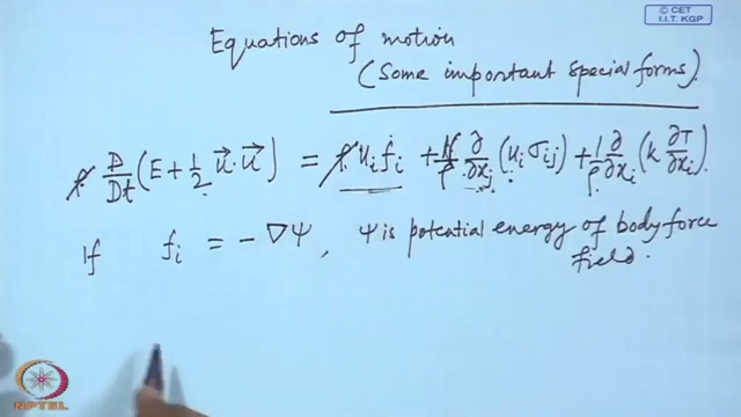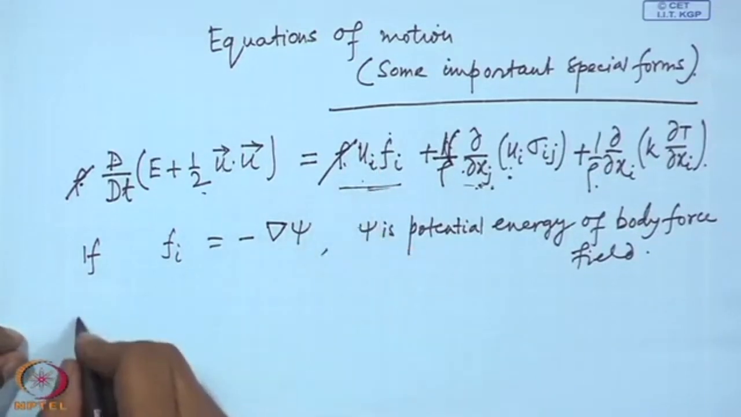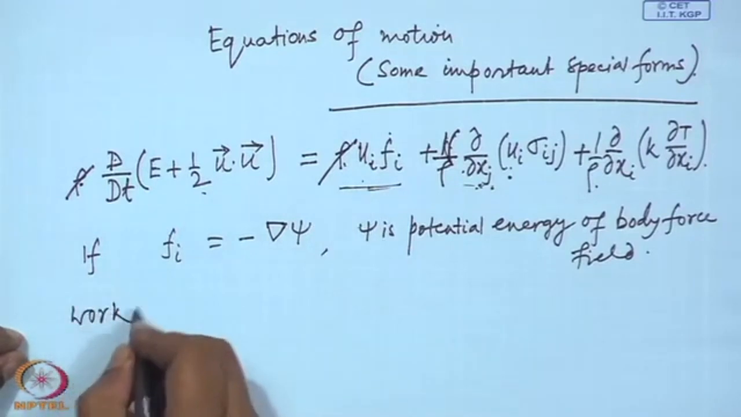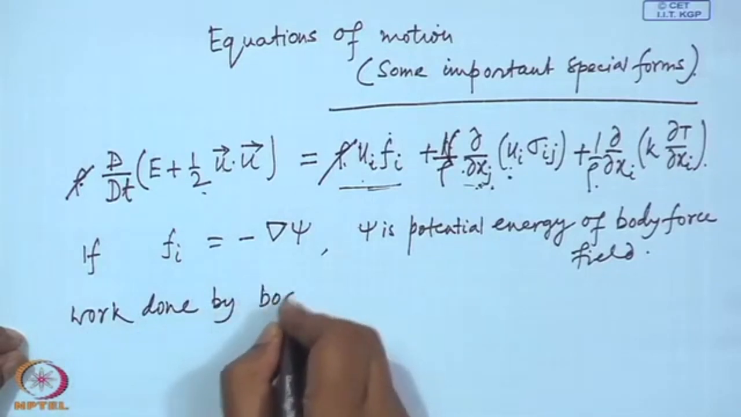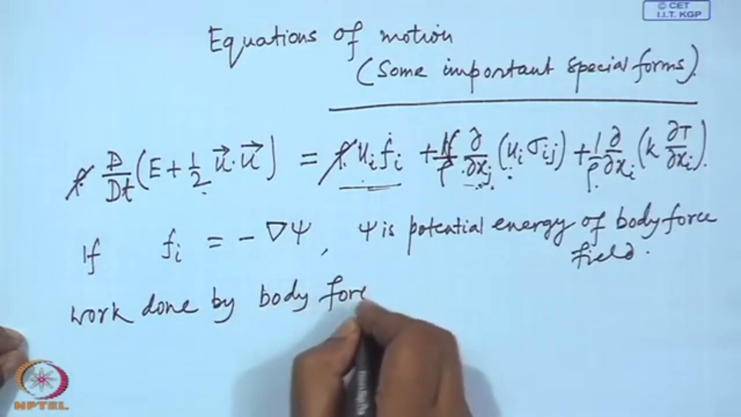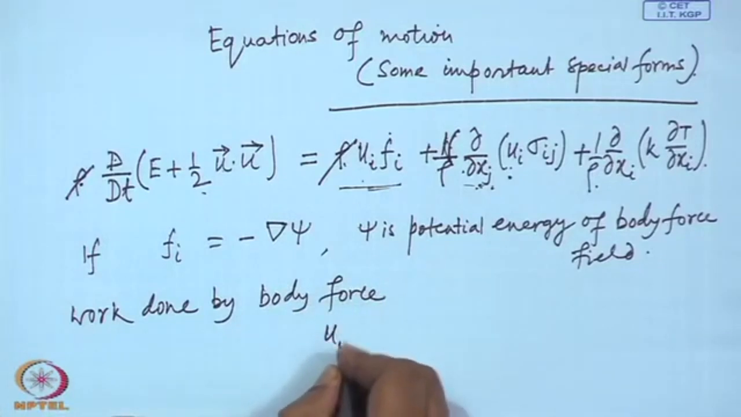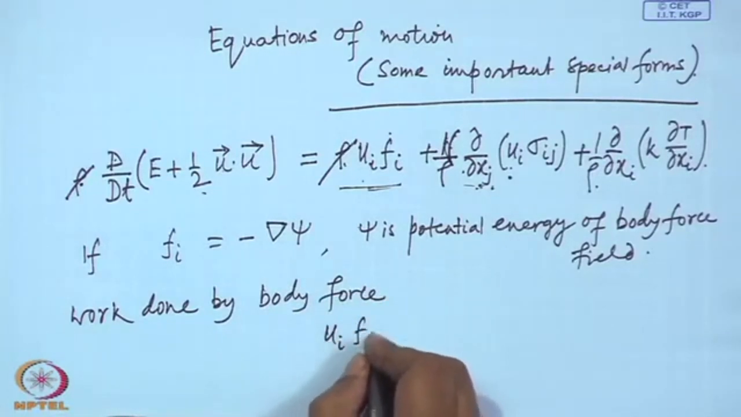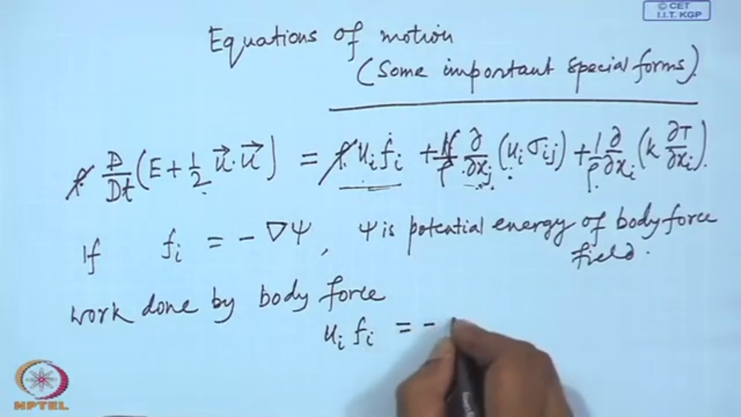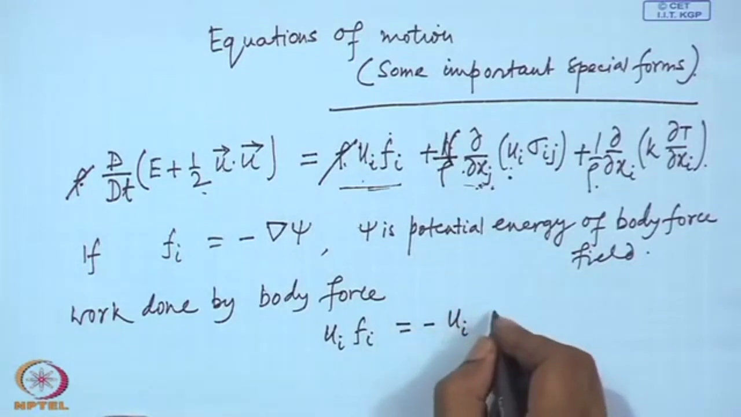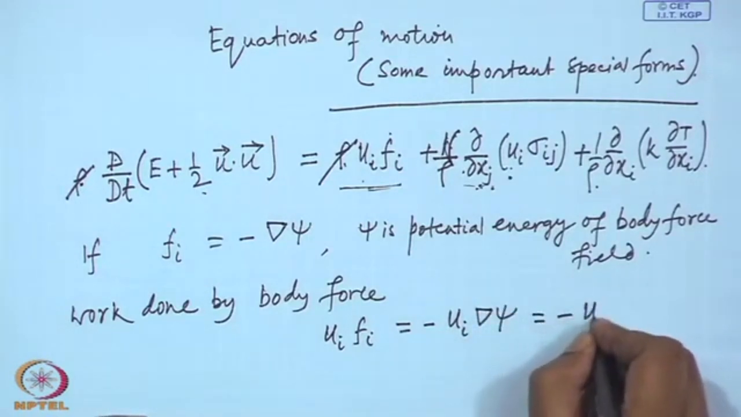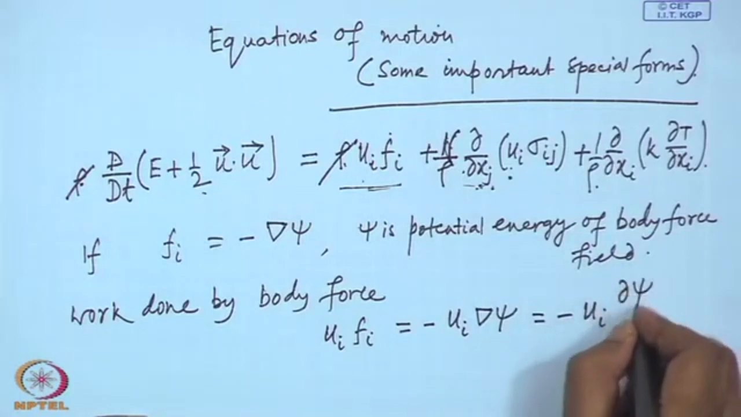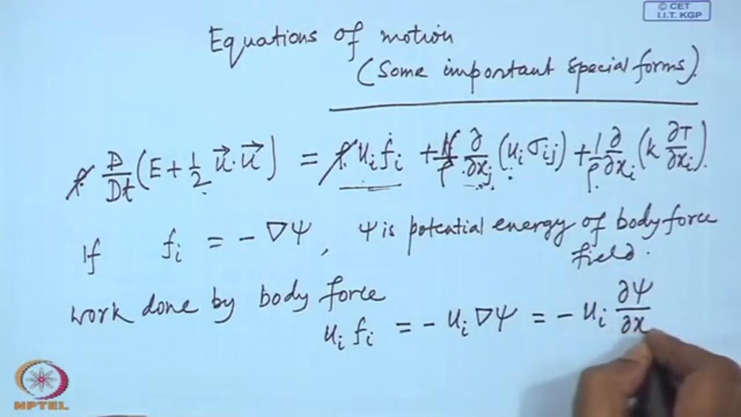Now, this term, what happens? The work done by the body force is what? u_i f_i, that equals minus u_i grad psi, which in index notation is minus u_i d psi d x_i.